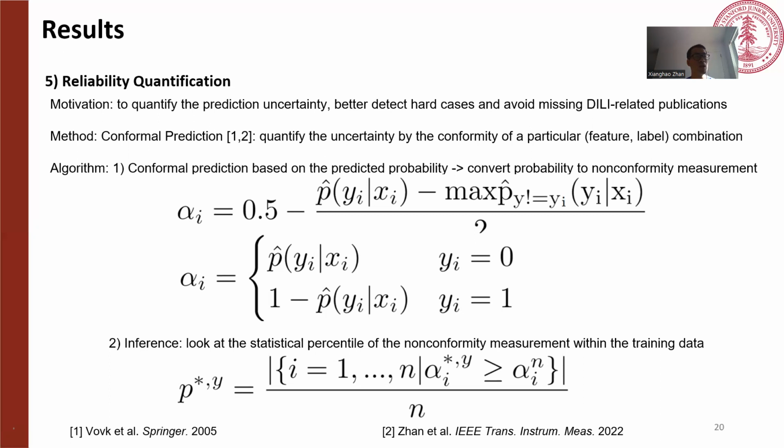And here we use the approach of conformal prediction. So we use it to quantify the uncertainty by the conformity of a particular combination of feature and label. So this algorithm, which was developed by Vladimir Vovk in 2005, and nowadays there have been multiple different new algorithms derived from the conformal prediction. So here we use the conformal prediction based on the predicted probability.